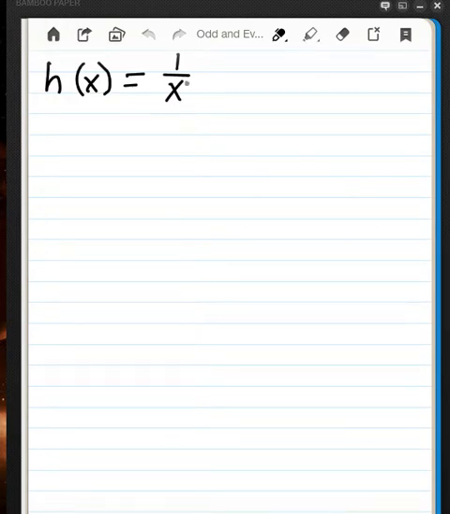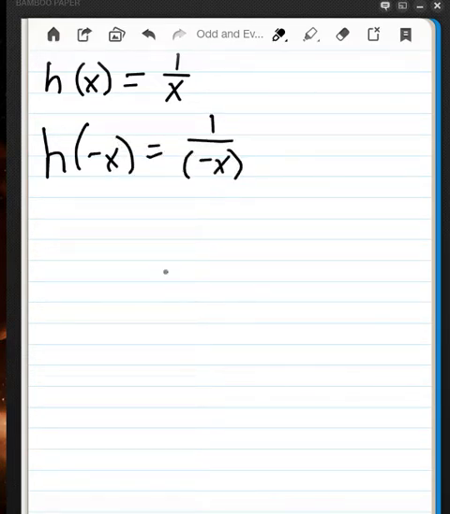Alright, let's look at h of x as 1 divided by x. If I negate my x, I'm going to substitute in the opposite of x. I end up getting 1 over the opposite of x. I can rewrite that if I wanted to as the opposite of 1 over x. So notice it's not the same as h of x, so we can immediately eliminate the idea that it's even. But this looks like it's the complete opposite of my h of x.